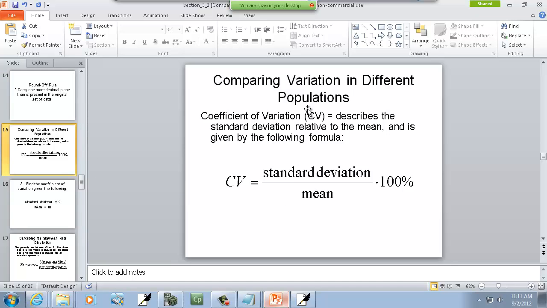Now, we don't do a whole lot with this in this class, besides just finding it. But this formula, the coefficient of variation, CV, allows us to compare variation in different populations. And this describes the standard deviation relative to the mean as given by the following formula. CV equals standard deviation divided by mean times 100%. And I put those real generic because you could have population values, population standard deviation, and population mean, or you could have sample standard deviation, sample mean.